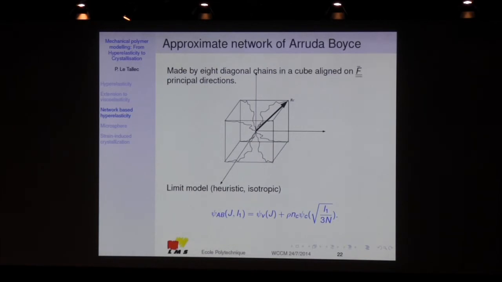And to complete the picture, I should quote the well-known simplification done by Arruda and Boyce, where instead of minimizing on a real network, they have introduced a heuristic 8-chain network and use the energy from this network. How do the models compare in elasticity?